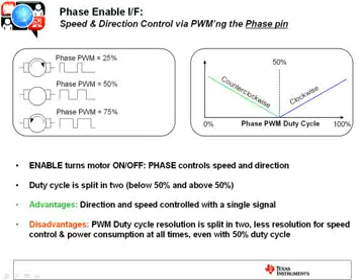If it's under 50%, it's going to rotate counterclockwise, and the speed is proportional to the duty cycle. If it's over 50%, you're going to rotate clockwise. So again, single pin, direction, and speed are controlled. Now the disadvantage is you've lost resolution. You basically cut in half the resolution of the speed versus the phase enable where you're PWMing the enable pin.